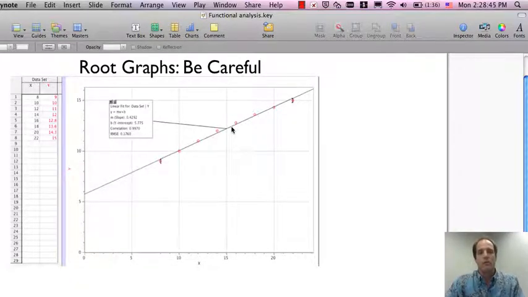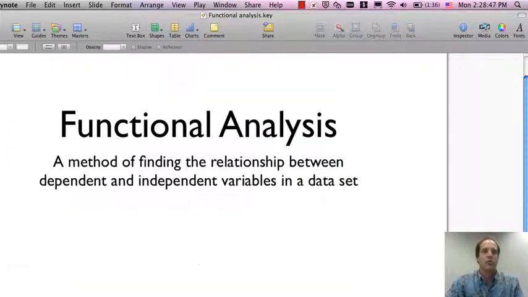Okay, so that's a quick overview of functional analysis. I hope it helps you to learn what you need to do.